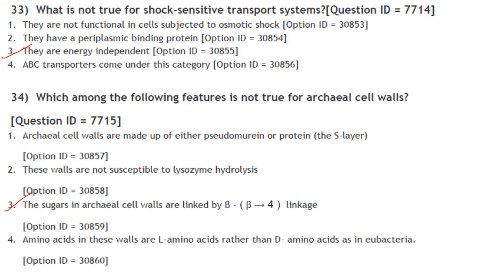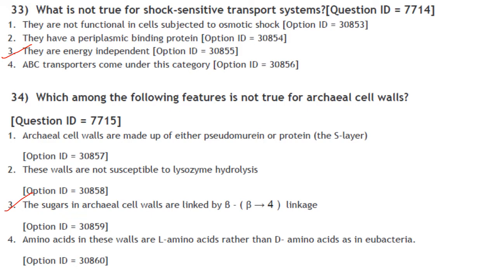What is not true for shock sensitive transport systems? So what is this shock sensitive? So when a bacterial cell is suspended in hypertonic solution, what will happen? It will lose water and the cytoplasm shrinks. Now if you collect all these cells in the hypertonic solution and you resuspend them in water, the cytoplasm will rapidly expand and the cell will regain its size.